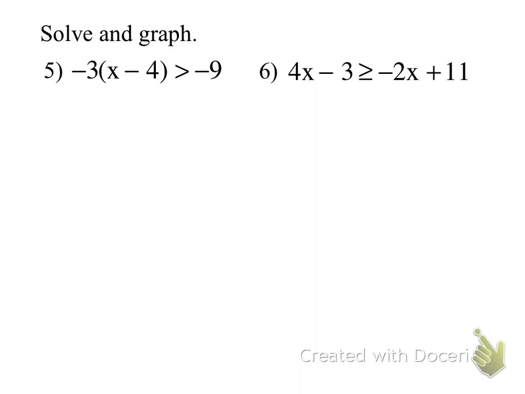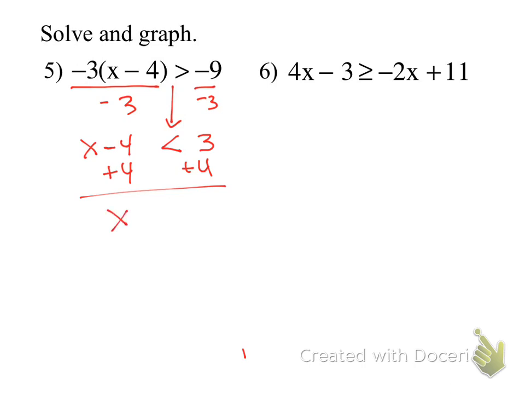So I divided by -3 on both sides. Good. What am I left with? I got x minus 4 is less than 3. Positive 3, good. And then I added 4 to both sides, and I got x is less than 7. Okay. And we're graphing. It's an open circle and it goes that way.